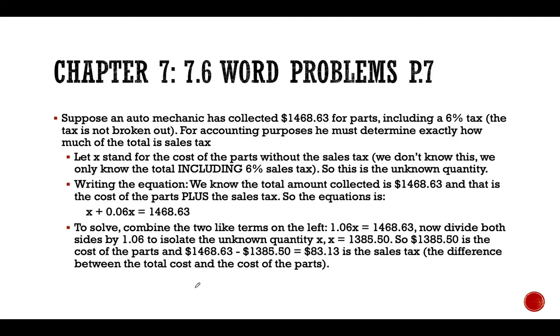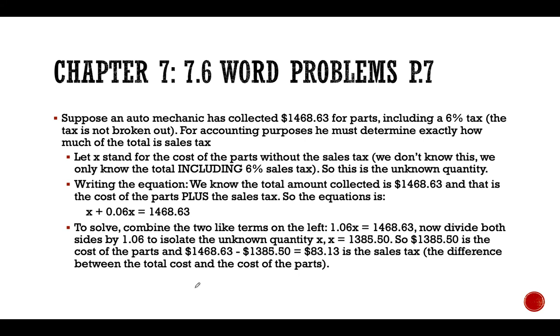First, let X stand for the cost of the parts without the sales tax. We don't know this. We only know the total, which includes the 6% sales tax. So this is the unknown quantity, X. Now we're going to write the equation. We know the total amount collected is $1,468.63, and that is the cost of the parts plus the sales tax. So your equation is X plus 0.06x, and remember 6% is written as 0.06, and that equals 1,468.63.